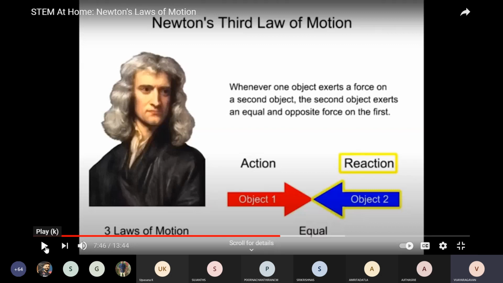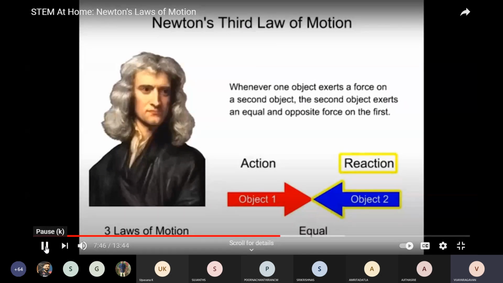So in the balloon experiment, the balloon is going up. Why is it going up? Because the air is coming out of the balloon. The air is expelling out, so the air is giving the force. Because the air is coming out, this is the action. So the balloon is moving in the opposite direction.